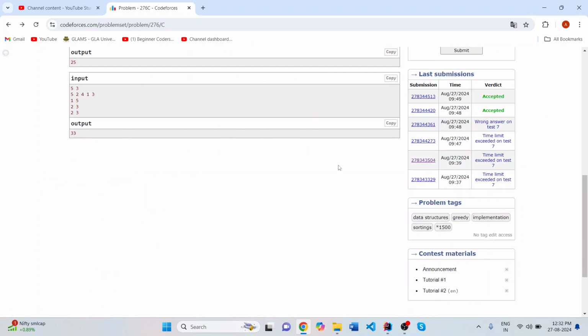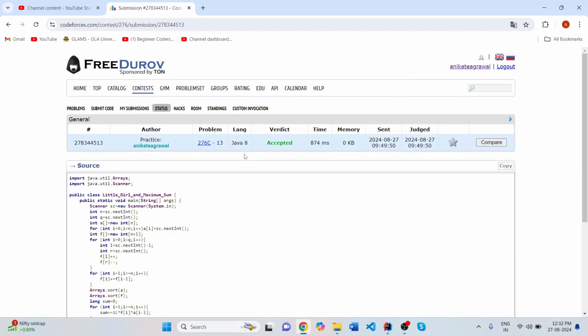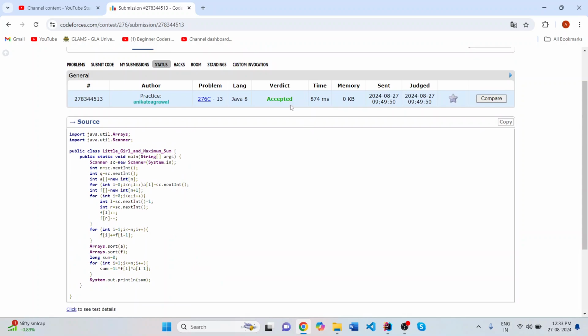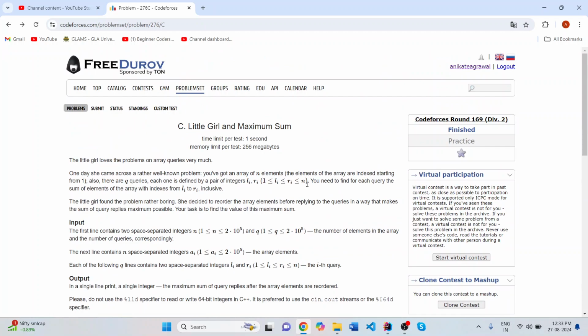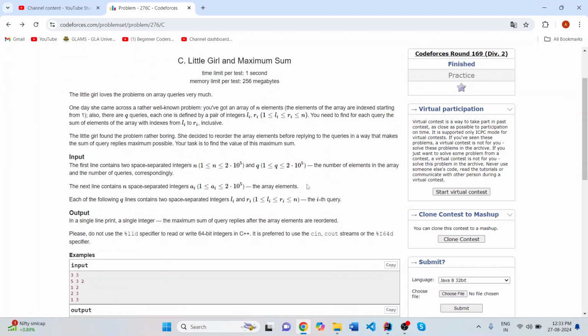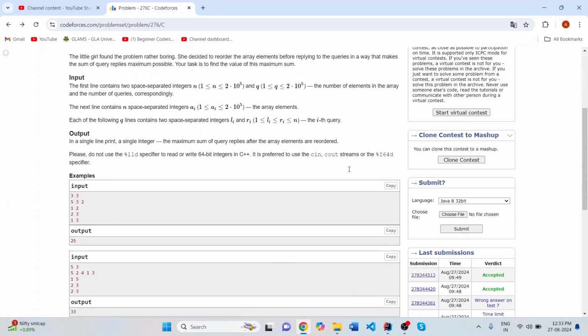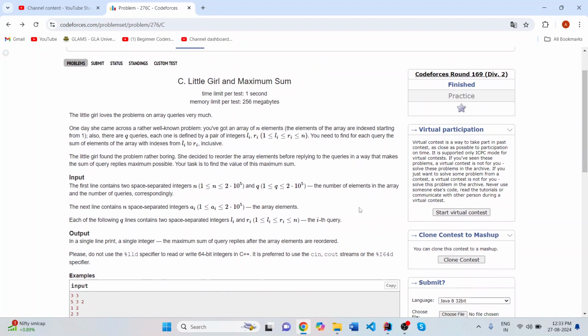Now we shall see the same solution I have submitted for Java 8. See, the same solution for Java 8 is completely accepted. So sometimes you might encounter this problem in Java, so be aware. If your solution is in the range, then try changing the Java compiler. That would work. So this was it for today.